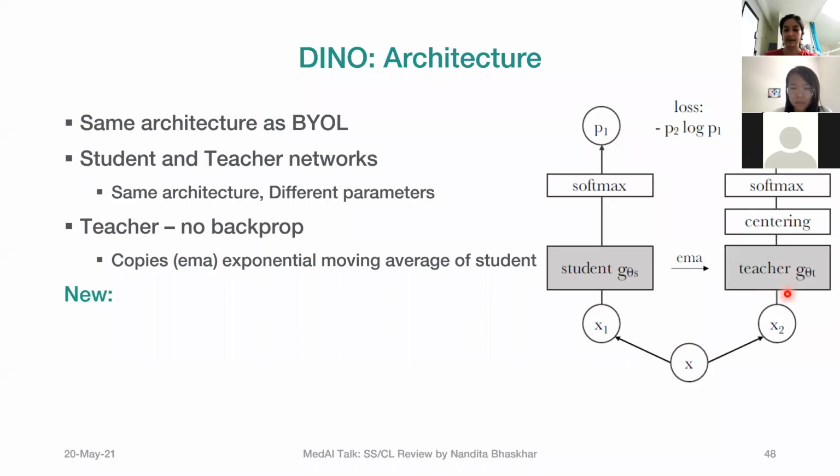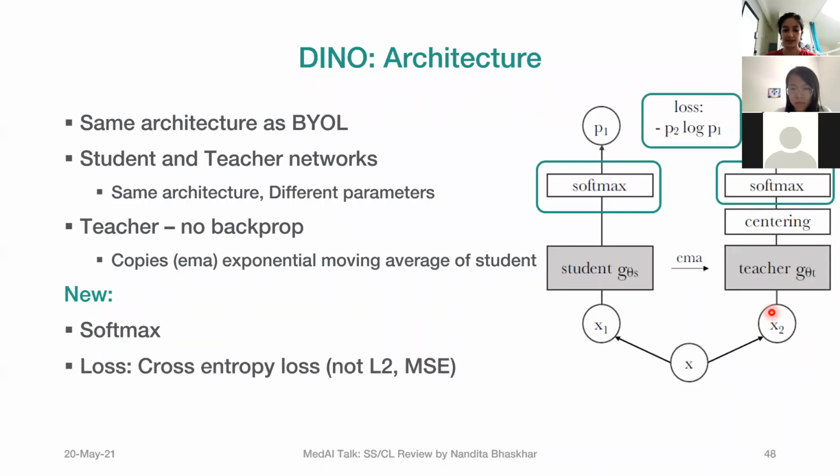And again, the way you get the update for the teacher network is via an exponential moving average from the student. The new thing that has been done in DINO is that they added a softmax to the representations instead of just having it in the representation space. And because they've moved to a softmax, they have to compare the probability distributions between the two. This means the loss is no longer just an L2 loss, but rather a cross-entropy loss. And the third thing, which I'll talk about in a couple of slides, is the centering aspect, which prevents DINO from collapsing.